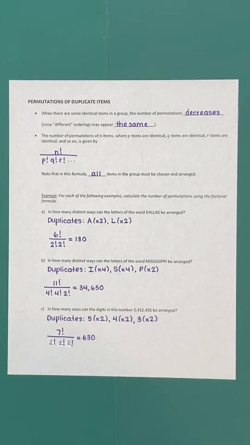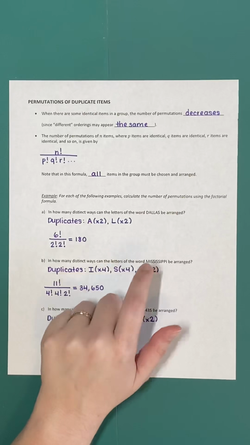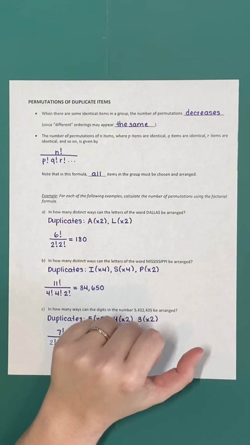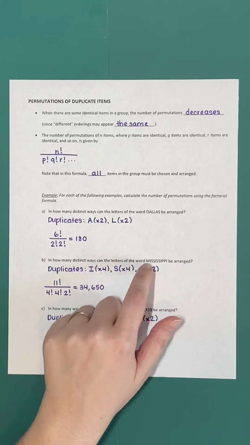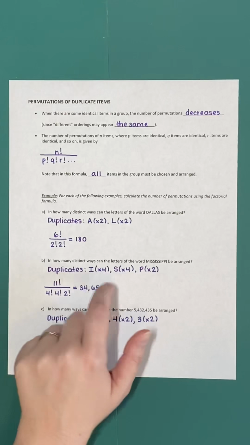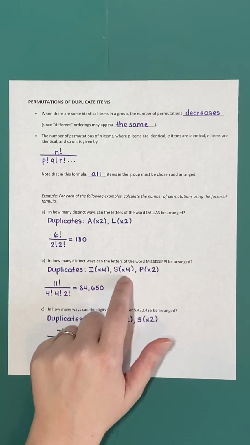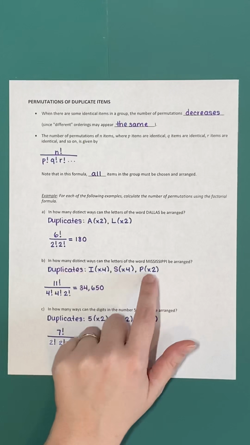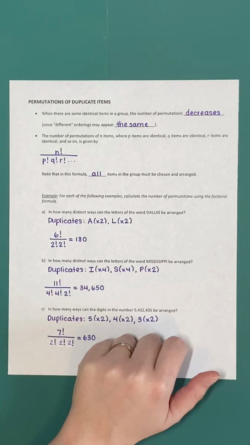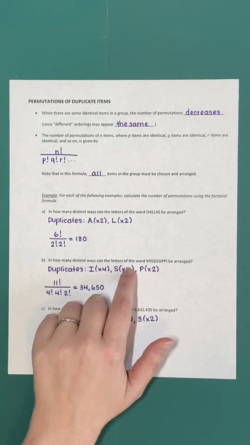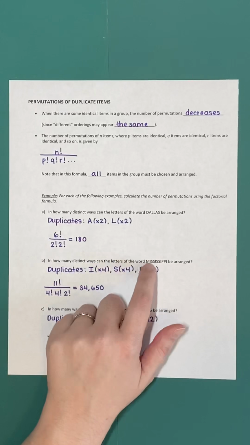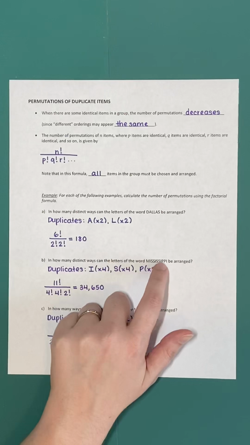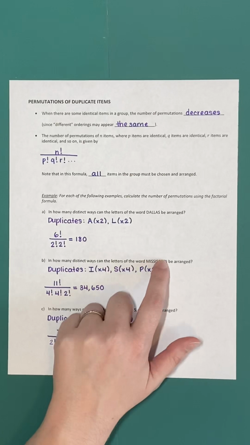Okay, what about the word Mississippi? This is a long one. Okay, we have duplicate I's, duplicate S's, duplicate P's. The only thing that isn't a duplicate is M. Okay, so the I's, we have, count them, 1, 2, 3, 4 I's. We have 1, 2, 3, 4 S's, and then we have 2 P's. So we have 3 sets of duplicates, 4 in the first 2 sets, and then 2 in the last set. Now in total, we have 1, 2, 3, 4, 5, 6, 7, 8, 9, 10, 11 letters to arrange.